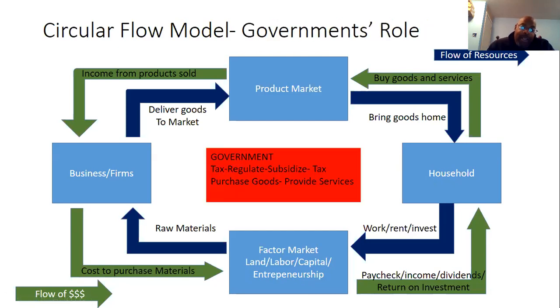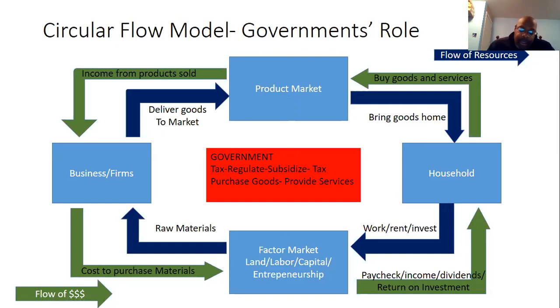Well, what the government will do is they'll tax, they'll regulate, they'll subsidize. And they tax. Why is tax on there twice? Because the government taxes both the businesses and the household. And them taxing the businesses and the household gives the government income that enables them, as they need to, to purchase services on the product market, or provide services to the product market.